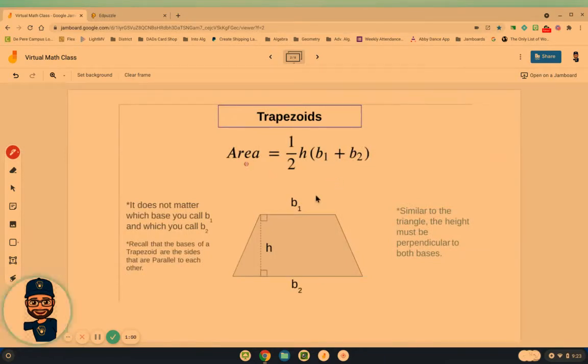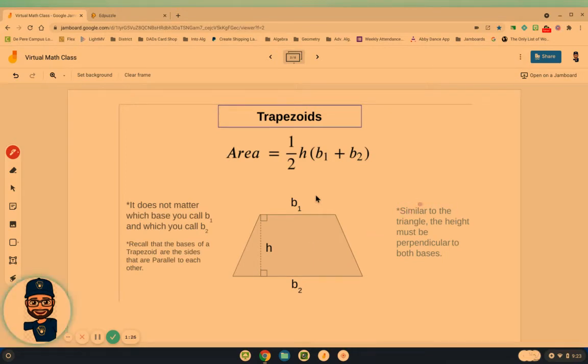The formula is 1/2 times the height of the trapezoid times the group base 1 plus base 2. Now, it does not matter which one we call base 1 or base 2. We could interchange them because really we're just adding them together anyway. And recall that those bases are parallel to each other, right? Those are the parallel sides. That's what makes it a trapezoid.